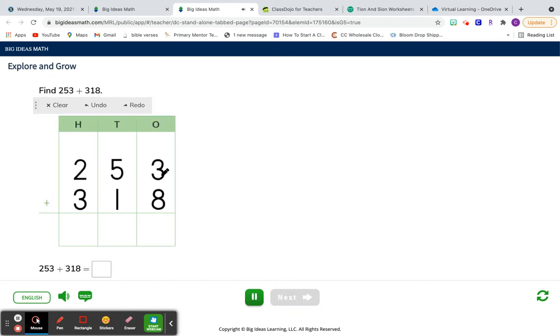Find 253 plus 318. All right, so once again, we're going to start with our ones. We have 3 plus 8. So this time we are going to have to regroup. And we would get 11. So we have 1, and then we are going to move our 10 over here. So we have 1 plus 5 is 6, plus 1 more is 7. So we will not have to regroup in the next one. So we have 2 plus 3 in our hundreds, and that would be 5.